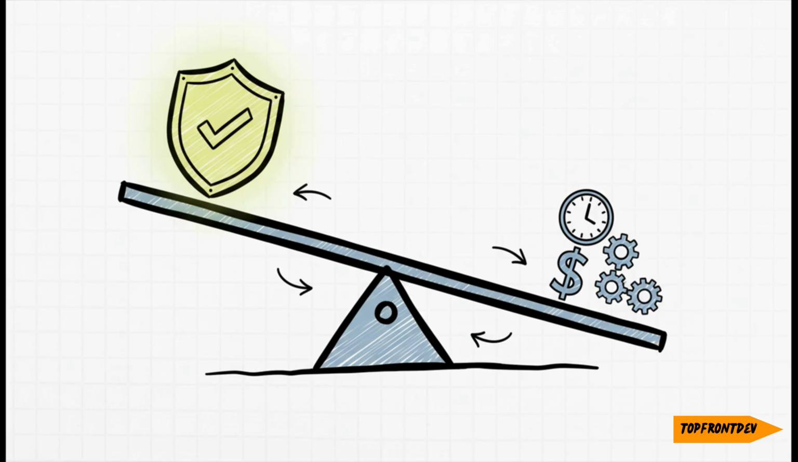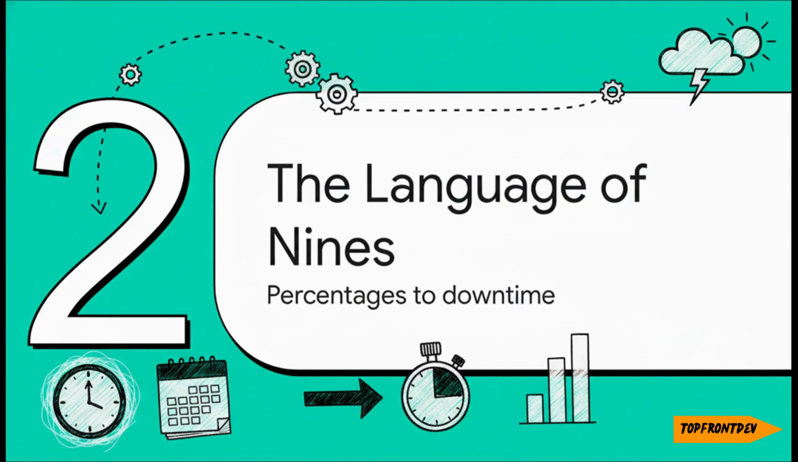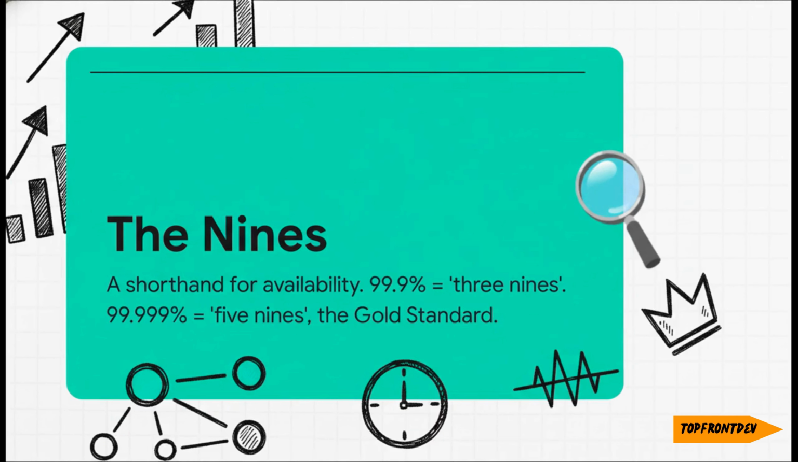All right, let's get into how we talk about this stuff in the real world. Because we don't just throw percentages around. We have a shorthand that makes these abstract numbers feel a lot more, well, real. Yeah, we talk about the nines. So 99.9% availability is called 3 nines. 99.99% is 4 nines. And what's often called the gold standard, 99.999%, that's 5 nines.